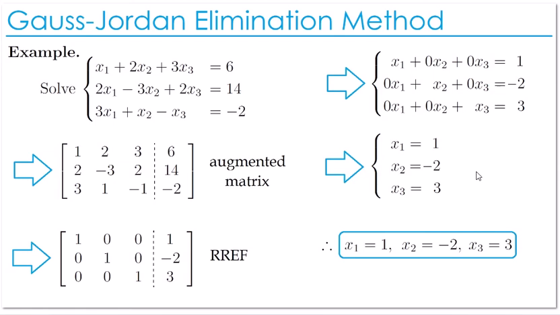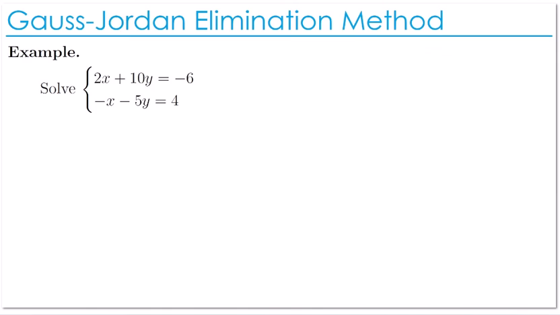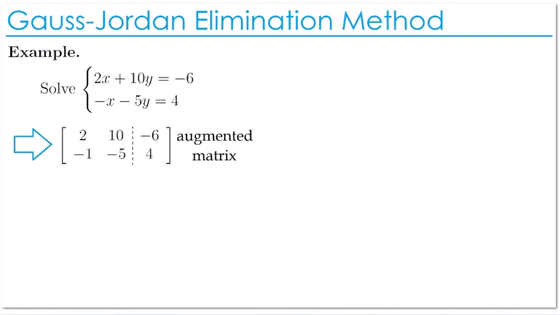Now, it's not always the case where the solutions exist and the solutions are unique. We will see it here in our next example. Let us solve this system. We can in fact solve this using the usual elimination method, but just to illustrate our new method of solving, and that we don't always get solutions, let us use the Gauss-Jordan elimination method. The first step is to write its augmented matrix. So we have 2, 10, negative 6, and negative 1, negative 5, 4.